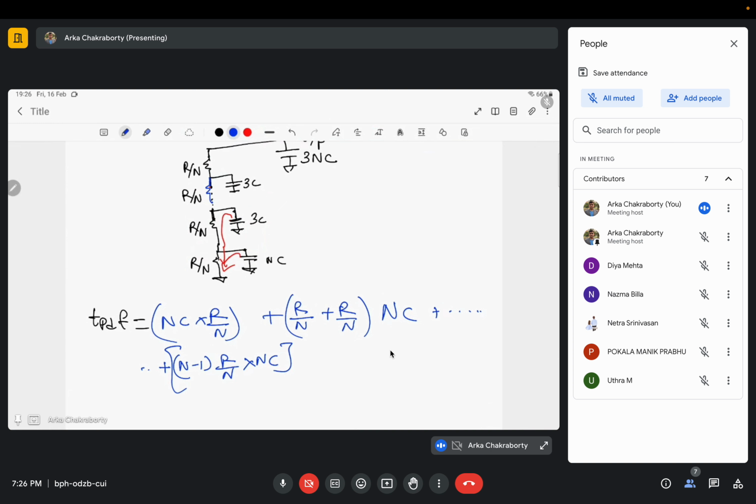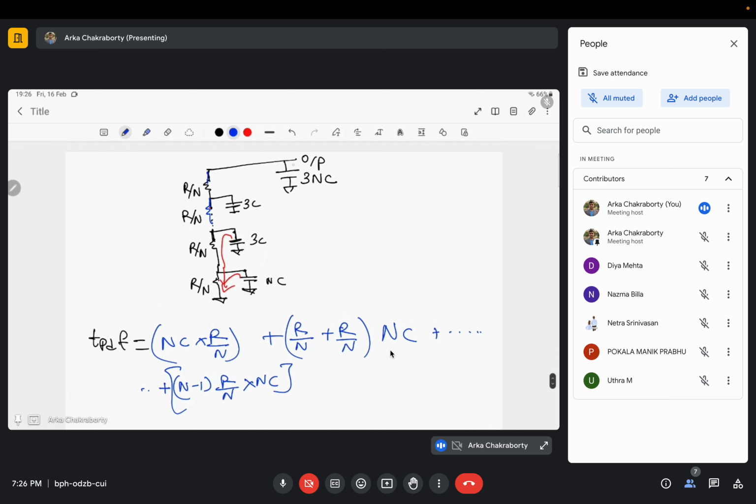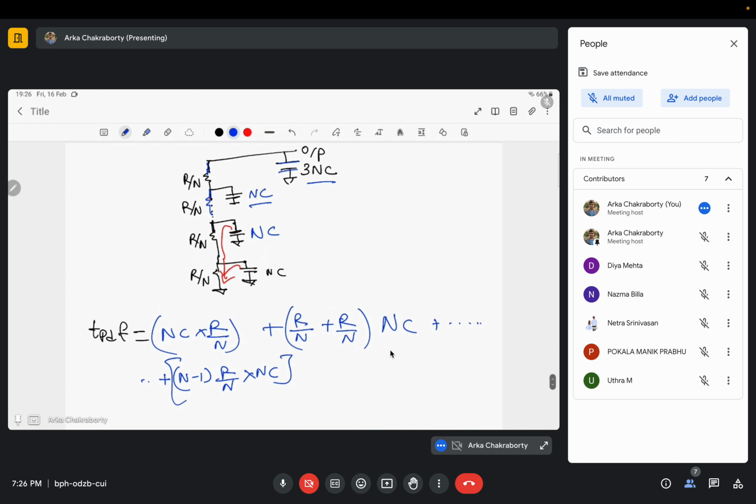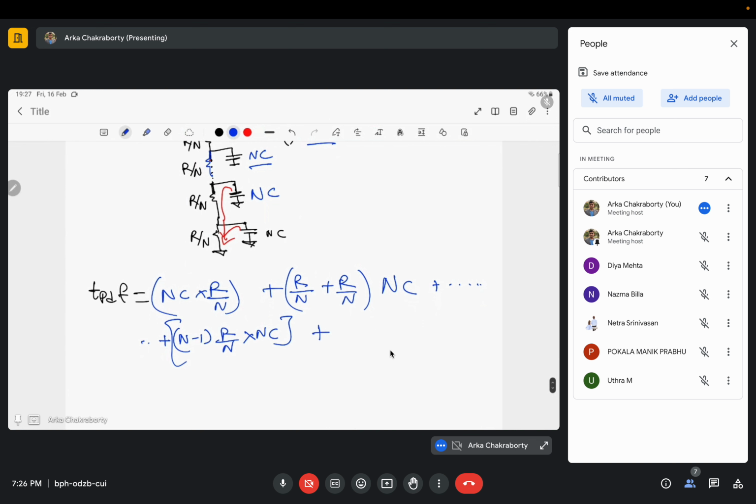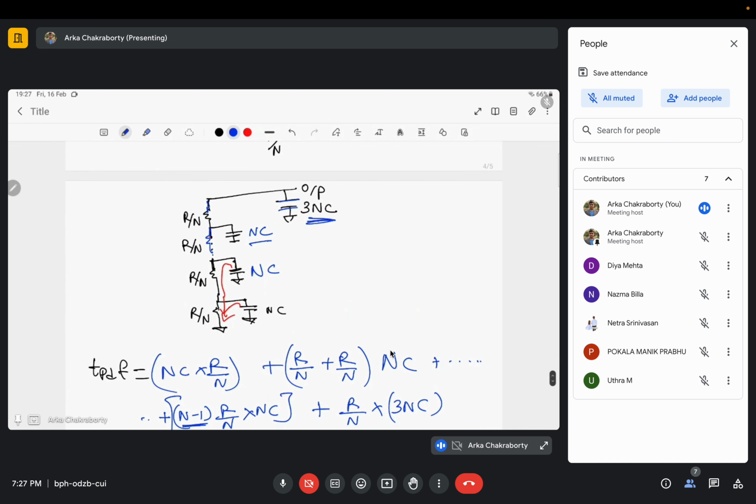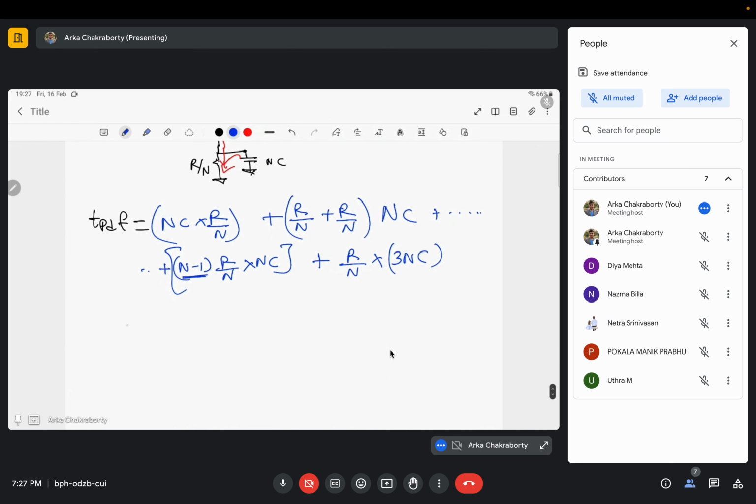Now why have I considered n minus 1 and not n? Because the final node is connected with 3NC, not NC. The final one is not connected with NC, rather it is connected with 3NC. So plus, that's why I have written n minus 1 plus R by n into 3NC. This final term, R by n into 3NC.